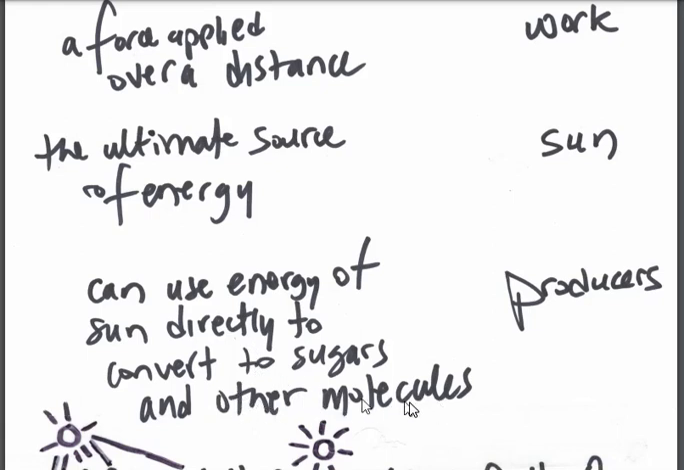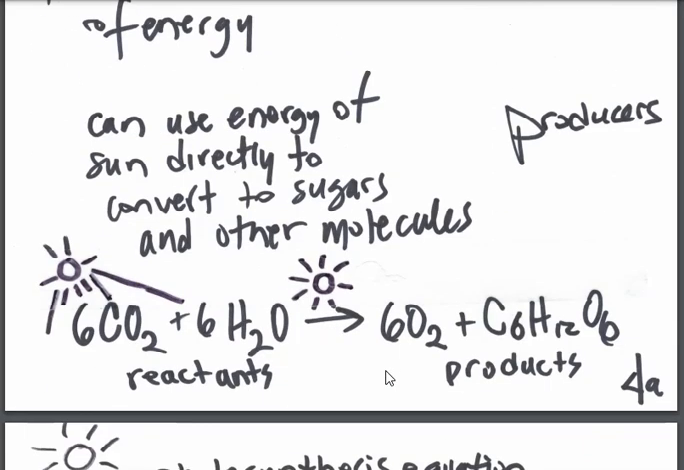And when we say other molecules, this is kind of a novel idea, but plants don't just make sugars. Think of an avocado. That's very fatty. It has a lot of fat in it. So plants can make fats. Plants can make proteins. Beans and rice have lots of proteins. So plants don't just produce sugars, even though that's what we see in this formula down here.